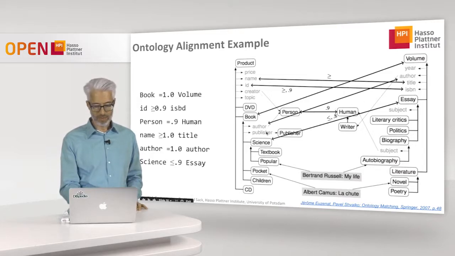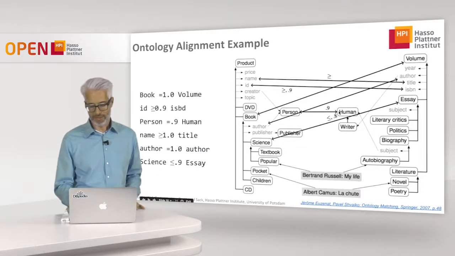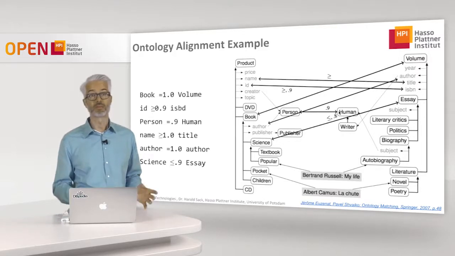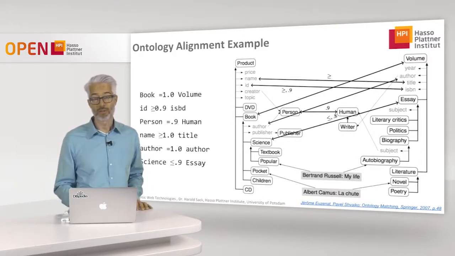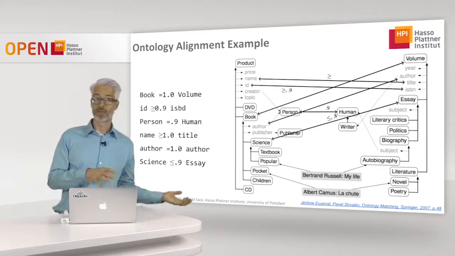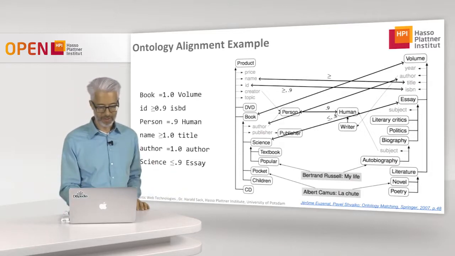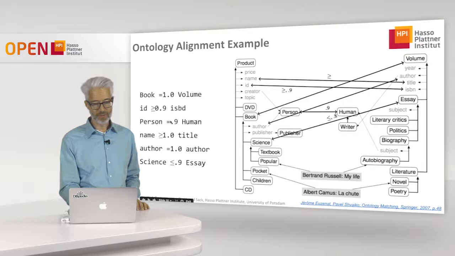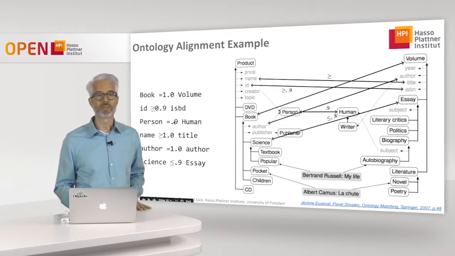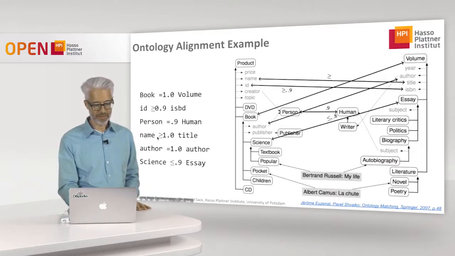So you have creator and publisher and author, which are a person. And a person usually is the same here as a human. But sometimes, of course, an author not necessarily must be a person. It can also be an organization. So therefore, there are also differences. And therefore, it's only the same with a 0.9 confidence and so on and so on.